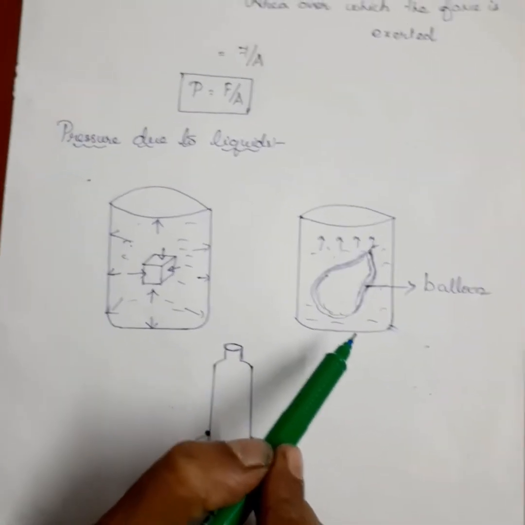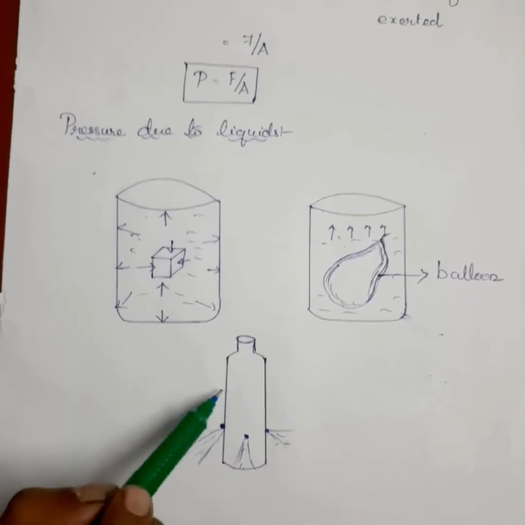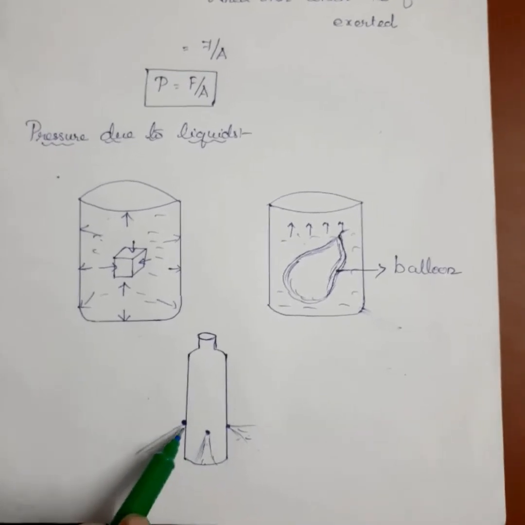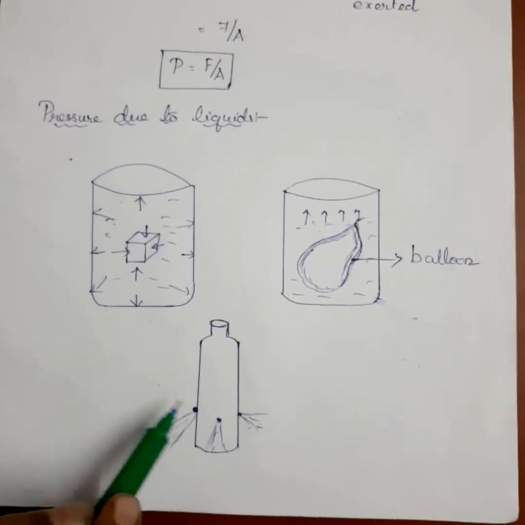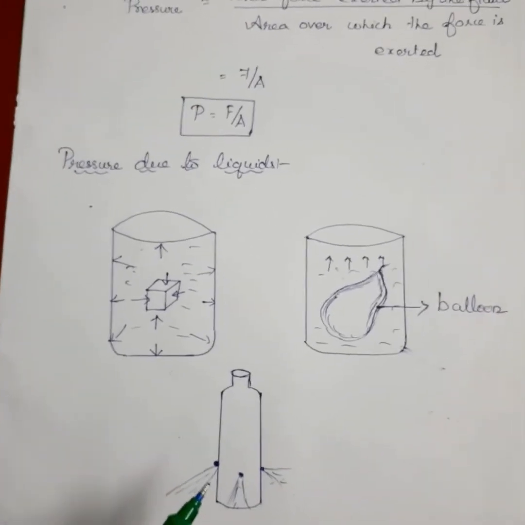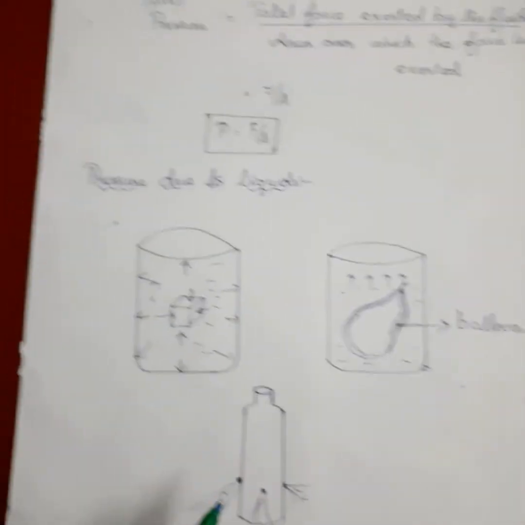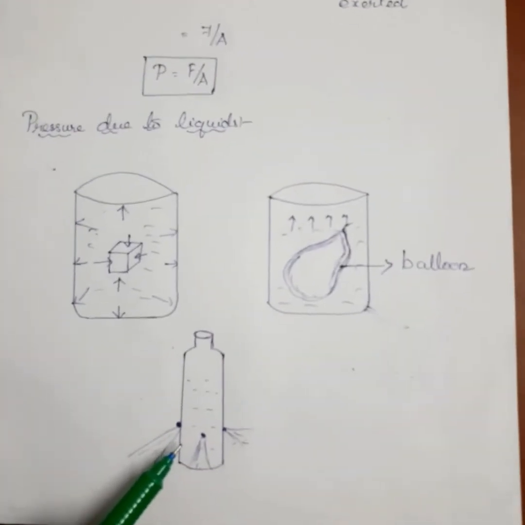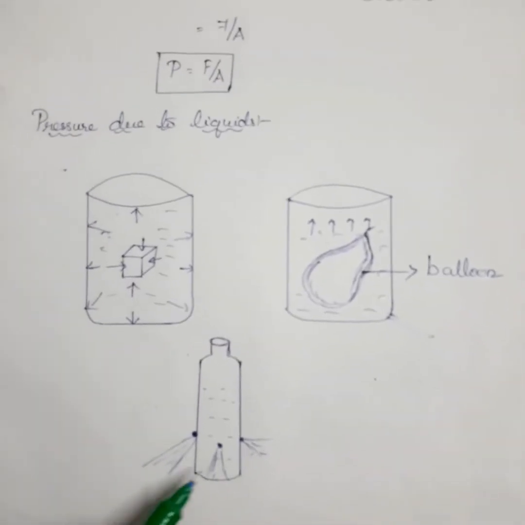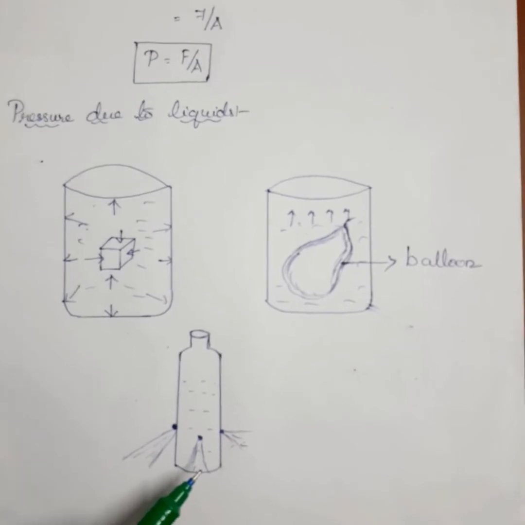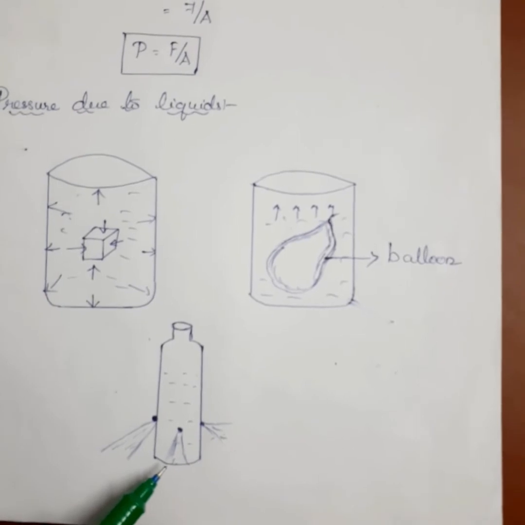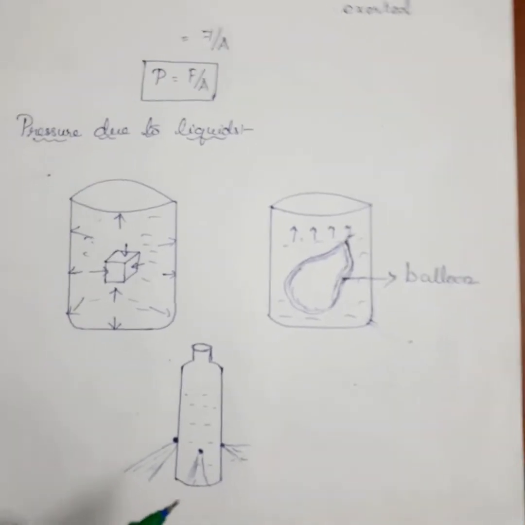Next experiment. Now you take one plastic container. Now you make three holes. Here listen: one, two, three. The three holes are at the same height. Now you fill it with water. Now what do you observe? The water comes out with the same speed in all directions. So the liquid exerts lateral pressure on all sides of the container. Do you understand the experiment?